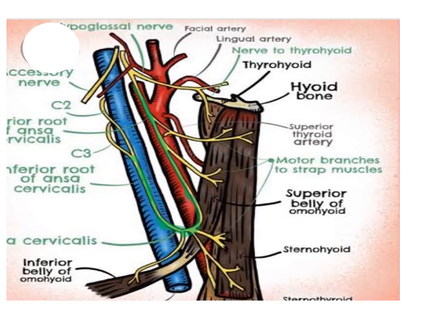You can see here from the superior root, superior belly of omohyoid is supplied, whereas from the Ansa cervicalis proper, the inferior omohyoid belly is supplied, then sternohyoid is supplied and sternothyroid is supplied. So this was about Ansa cervicalis.